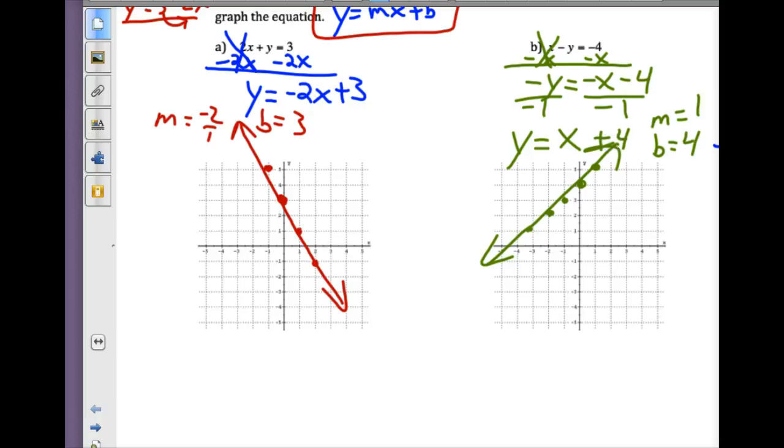Remember, positive slopes go up and to the right. Negative slopes go down and to the right. A positive slope over there and a negative slope here.